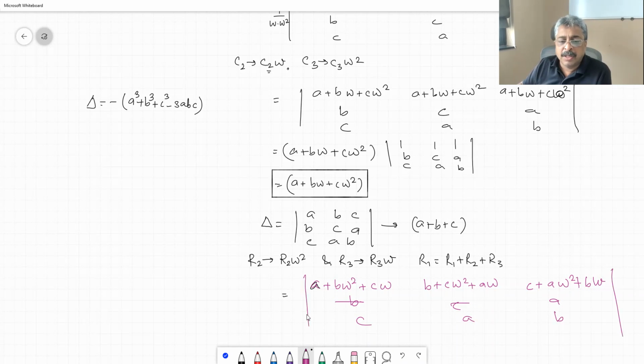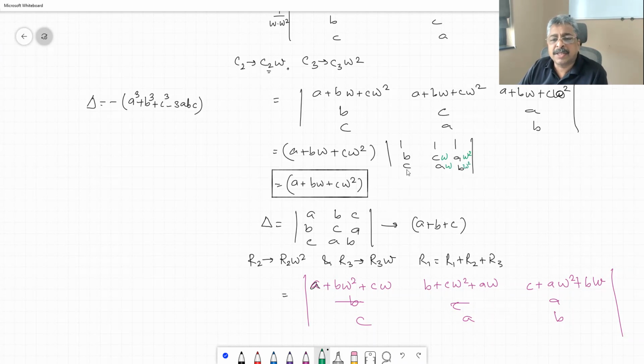Okay. Now, if you want to make this column look, when I take out this common 1, 1, 1, then second column is supposed to be omega here, third column is supposed to be omega square here.